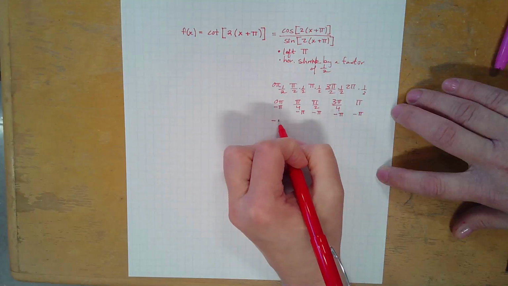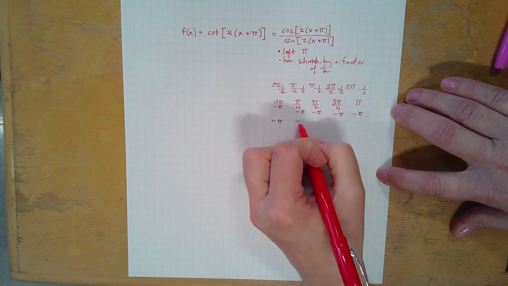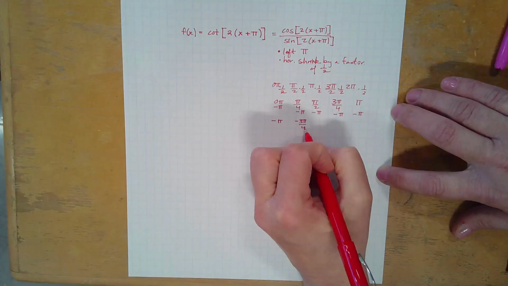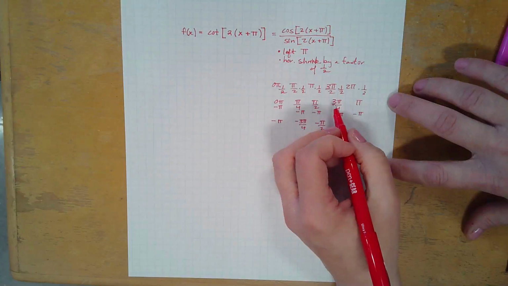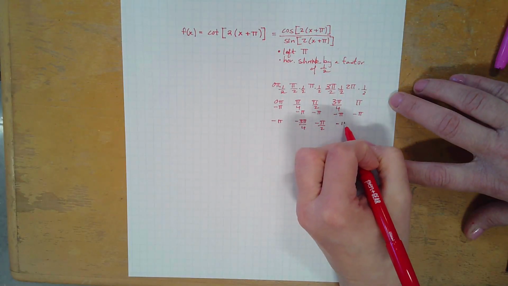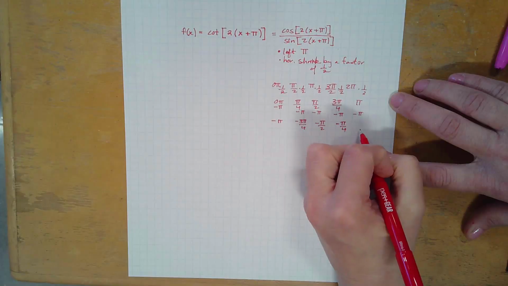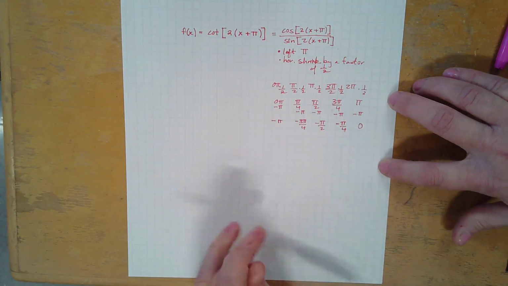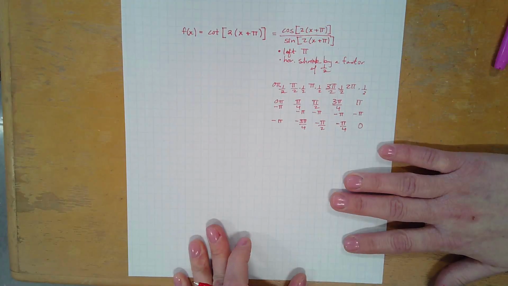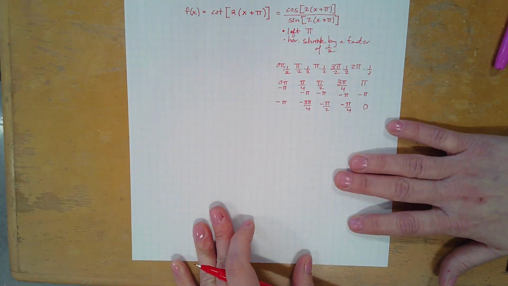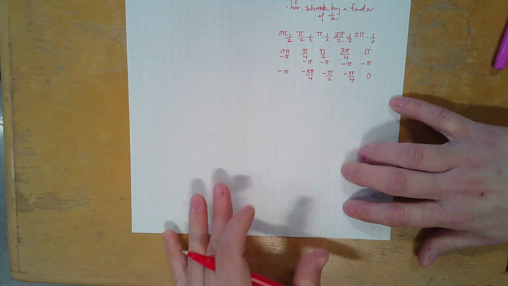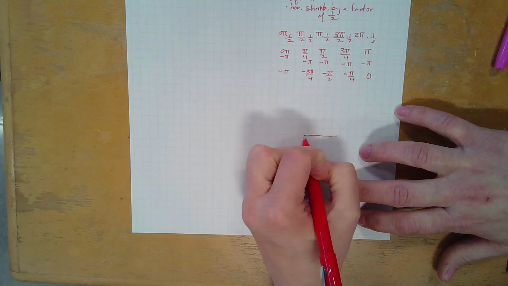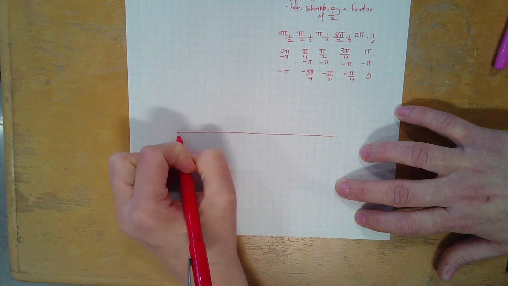So it's going to give me negative pi, 1/4 minus 4/4, negative 3 pi over 4, 1/2 minus 1, negative pi over 2, 3/4 minus 4/4, negative pi over 4, and then pi minus pi is going to give us 0. Okay, so these are going to be those transformed x values that I'm going to use to graph my transformed sine and my transformed cosine.